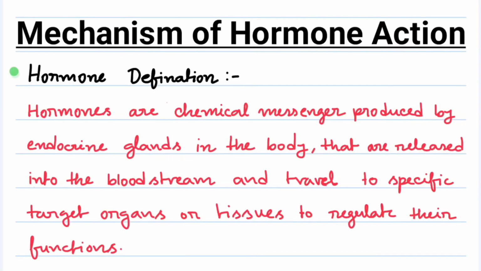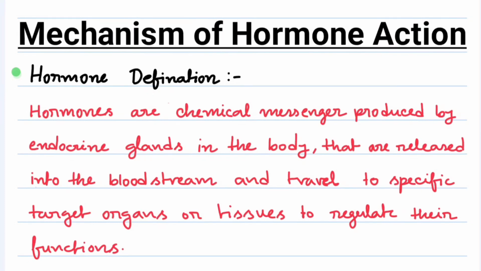Welcome students. So today our topic is mechanism of hormone action. Now, what is a hormone? In the definition, we can see hormones are chemical messengers produced by endocrine glands in the body that are released into the bloodstream and travel to specific target organs or tissues to regulate their functions.